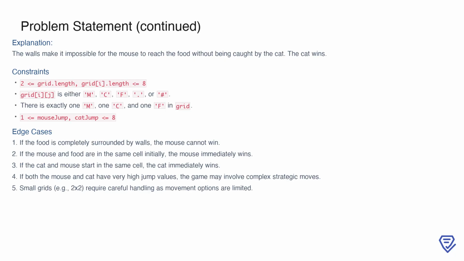In the third example, the grid contains multiple rows and walls that create a more complex layout. The mouse starts in the bottom middle section, while the cat is above it, and the food is in the top right corner. Both players have equal jump ranges of 2 cells per turn. The output is false, as the walls create a scenario where the mouse cannot reach the food without being caught by the cat. These examples highlight how the interaction between the grid layout, jump ranges, and player strategies determines the outcome. Additionally, constraints and edge cases, such as small grids or blocked food, add further complexity to the problem, requiring careful analysis to determine the result.